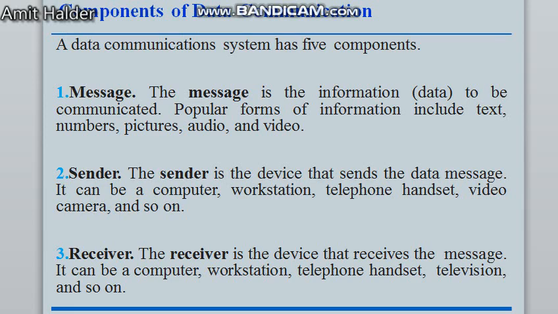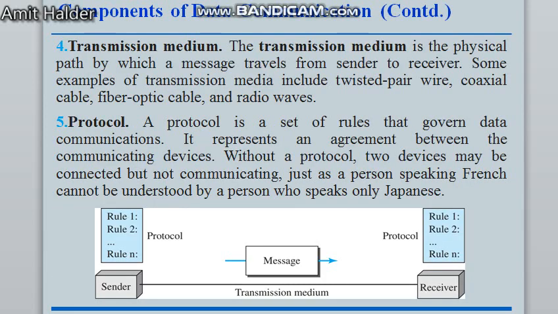And the fourth component, a most useful component, without which nothing could be transmitted, is the transmission medium. The transmission medium is the physical path by which a message travels from sender to receiver. Some examples of transmission media include twisted pair wire, coaxial cable, fiber optic cable, and radio waves.